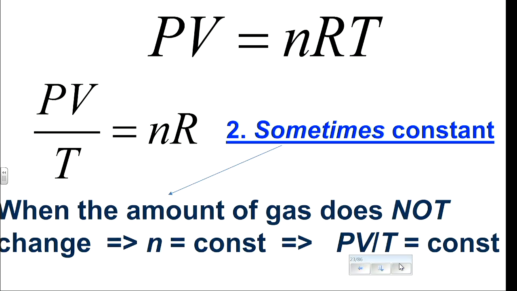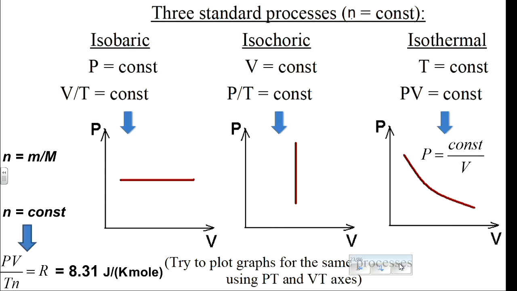So why is it important? Because people sometimes think that this ratio is always constant and apply it to a situation when the amount of gas changes, and that will not work. So let's do an example. First, when the amount of gas does not change and one of the other variables remains constant, we have a process which has a name. And names are important because if you read the problem, it says like isobaric process or isochoric process. You need to know what it means. This is what it means.